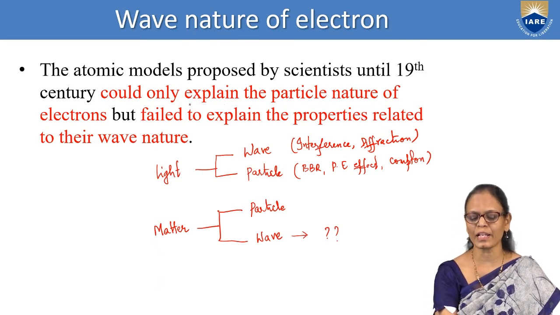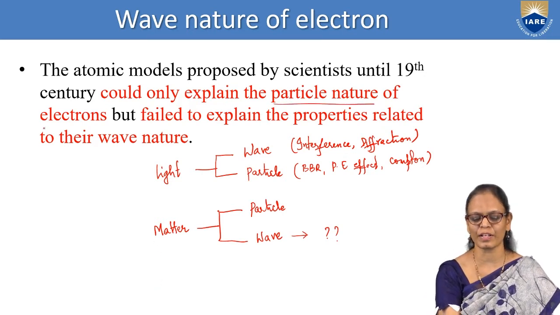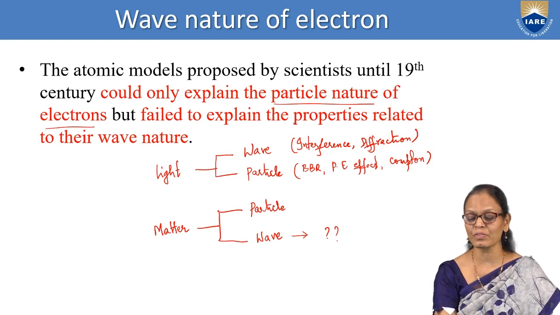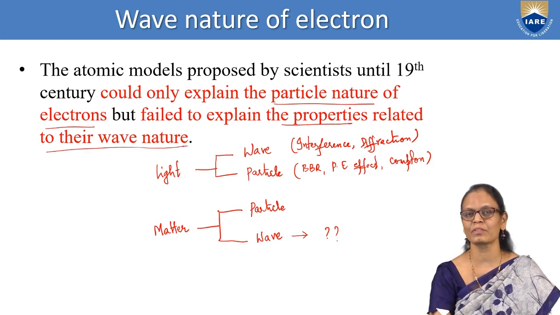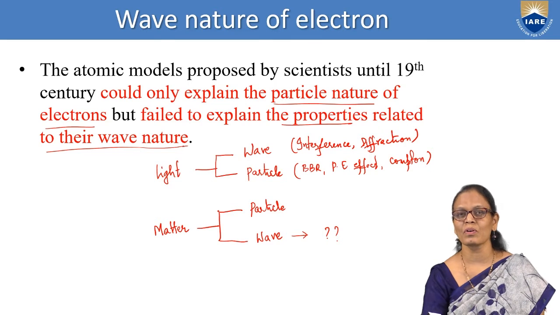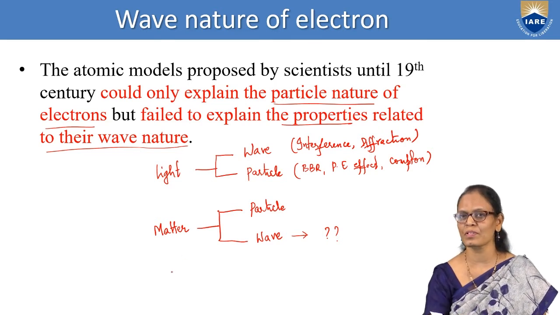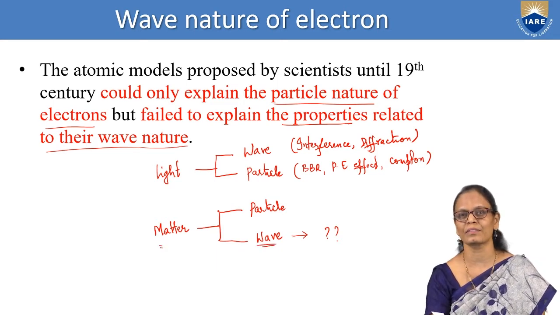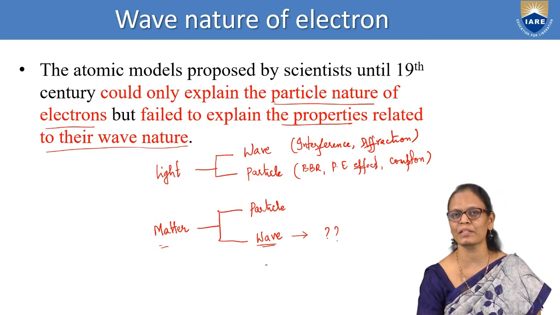It could only explain the particle nature of electrons, but it failed to explain the properties related to wave nature. So you need some demonstration or some evidence to accept the wave nature of matter. So the theory, what is the background for this experiment? I'm telling you.